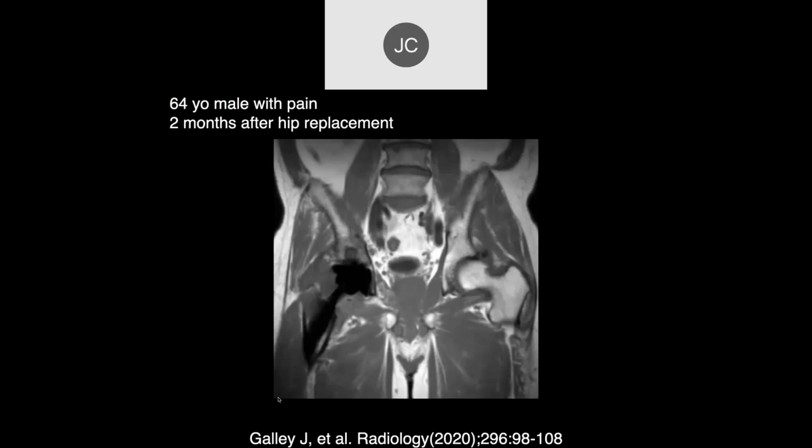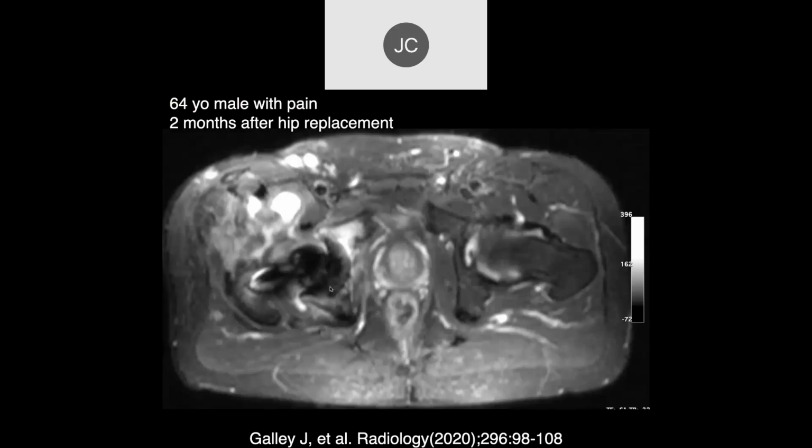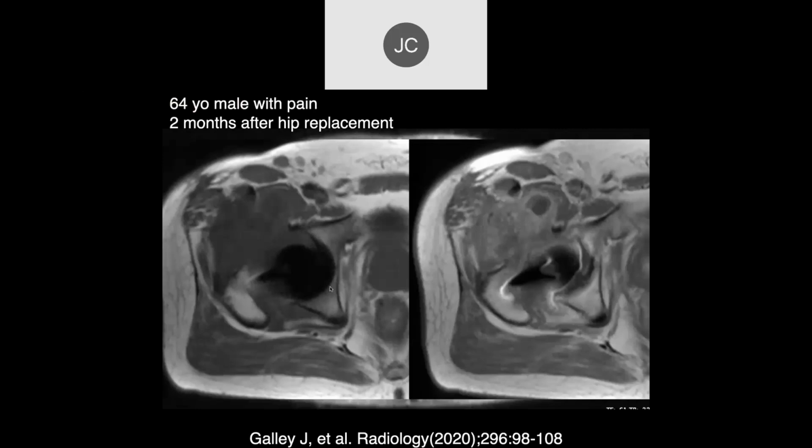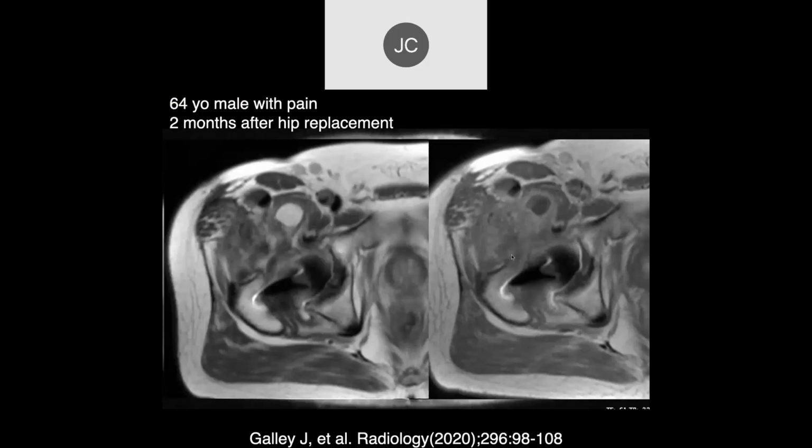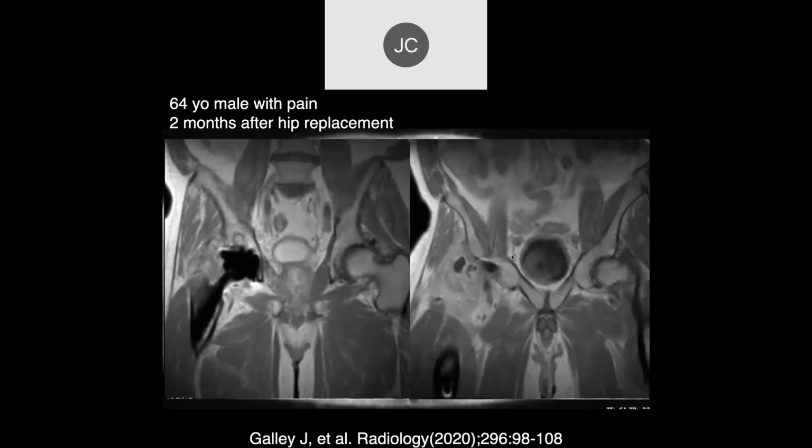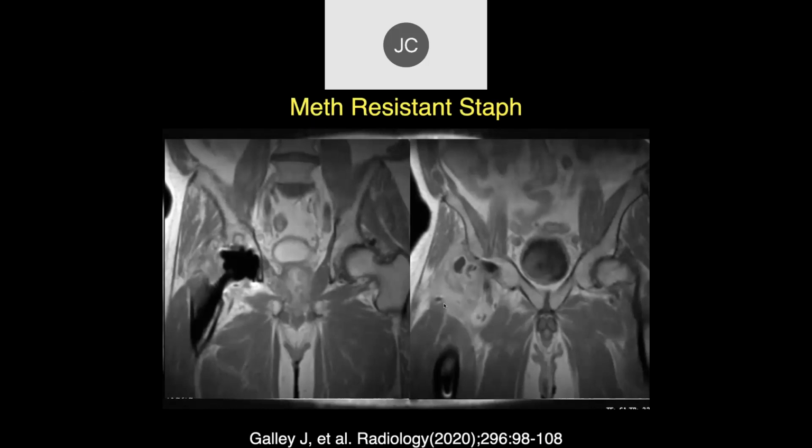Pain 2 months after hip replacement. Surrounding this hip replacement, there's a lot of bone change, some erosive change of that acetabulum, large effusion. An effusion with debris or synovial thickening. On the contrasted study, there's enhancement. Could there be an infection? Yeah, when you see this, it really looks like an abscess with rim enhancement, a lot of inflammatory debris in here, and this was methicillin-resistant Staph aureus infection.